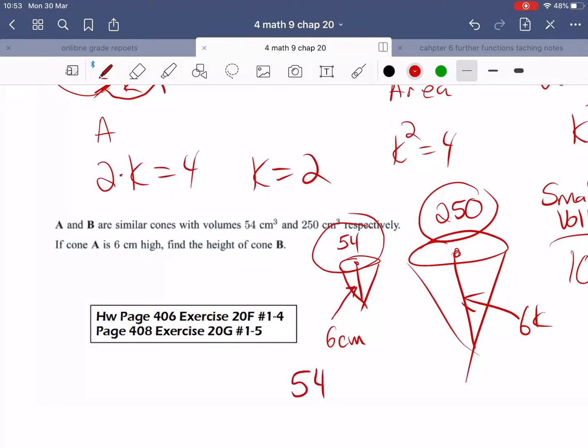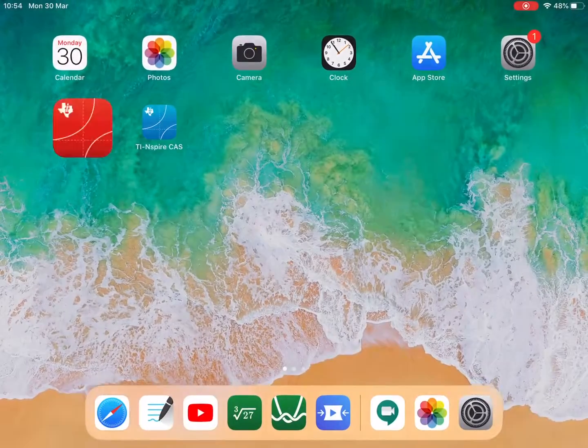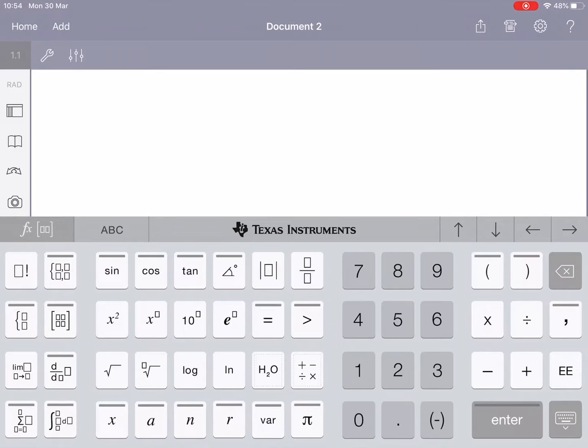So we look and we go, oh, 54 to 250 is 54 times K cubed equals 250. We divide by 54, divide by 54. K cubed equals 250 divided by 54. I absolutely need to use my calculator for this. So look at this, I got a Texas Instruments. So hopefully that'll work. 250 divided by 54, enter. So that's 125 over 27.